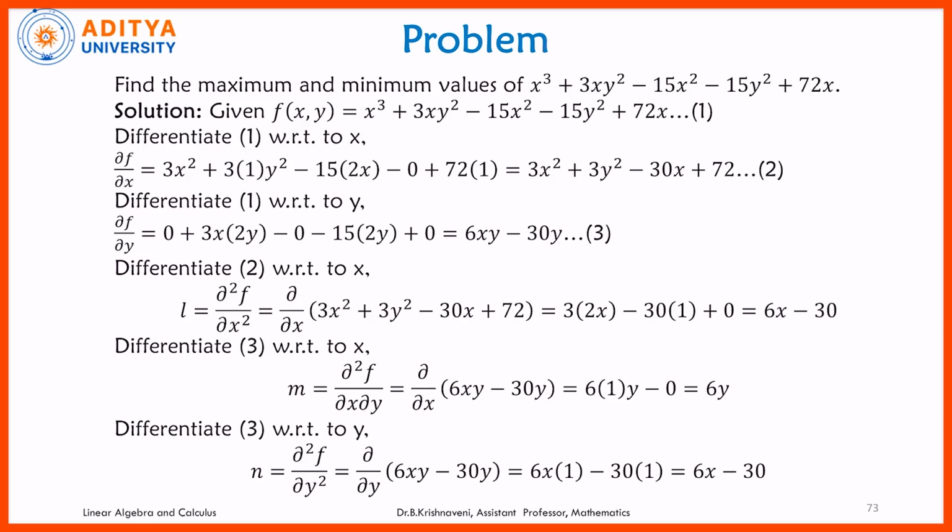Let us discuss the first question in this. Find the maximum and minimum values of x cubed plus 3xy squared minus 15x squared minus 15y squared plus 72x.